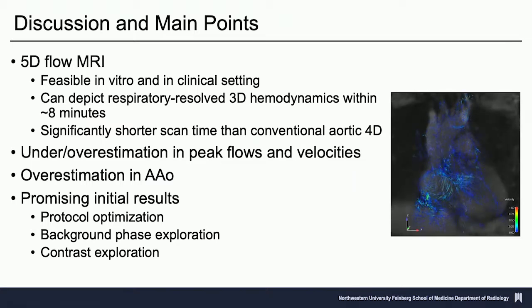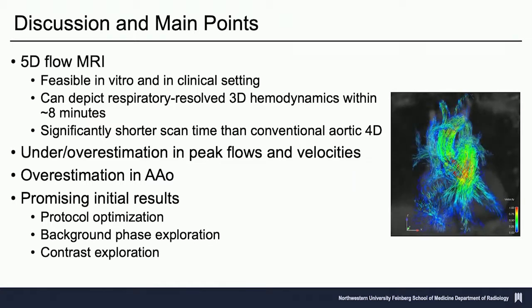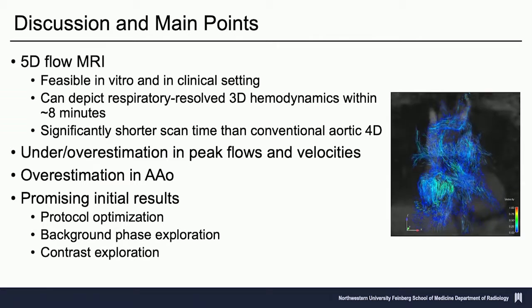So in conclusion, 5D flow MRI is feasible in vitro and also in the clinical setting in vivo. It can depict respiratory resolved 3D hemodynamics within about 8 minutes of the entire heart, and this results in a significantly shorter scan time than conventional aortic 4D flow.